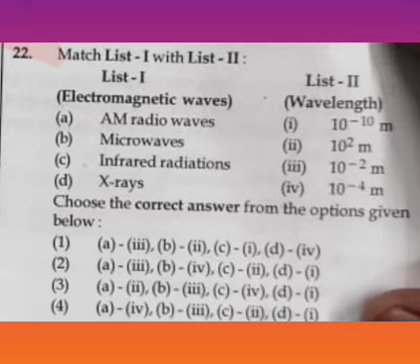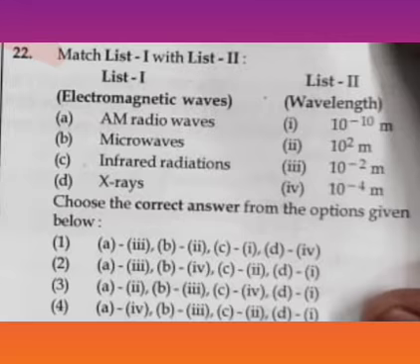means electromagnetic radio waves have wavelength 10 raised to power 2 meter up to 100 meter. Then microwaves have wavelength of 10 raised to power minus 2 meter, which means it is up to 1 centimeter. And infrared radiations have wavelength 10 raised to power minus 4 meter. X-rays have wavelength of 10 raised to power minus 10 meter.